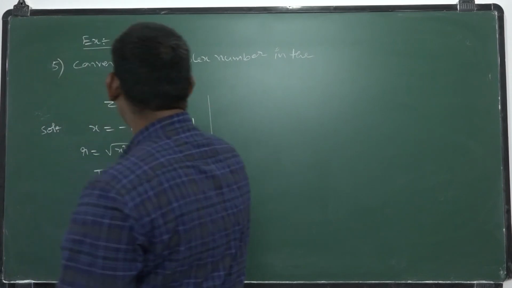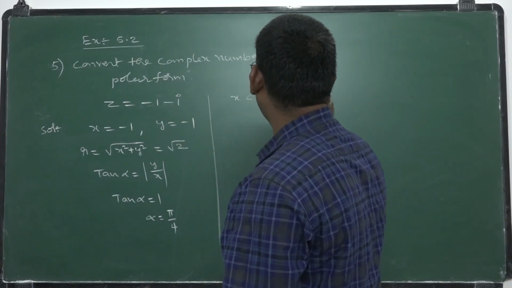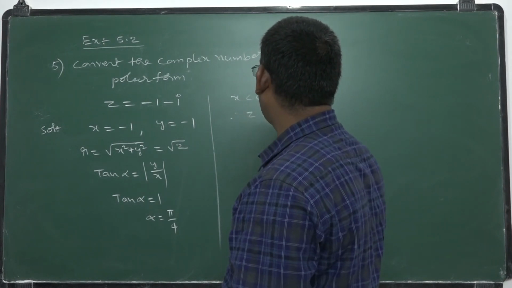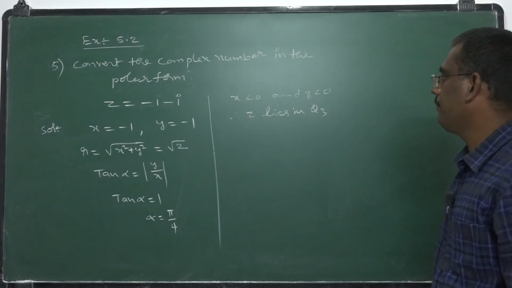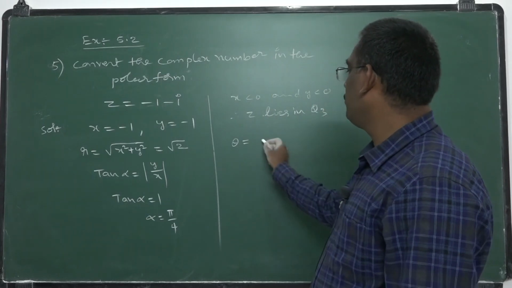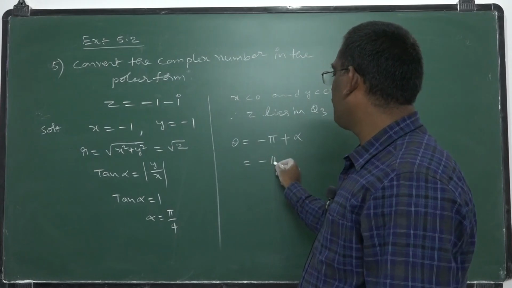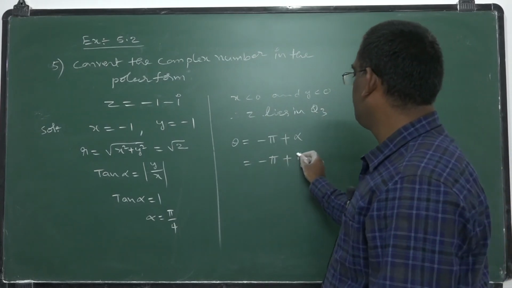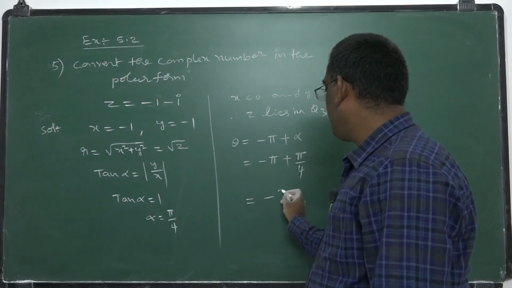So clearly x and y both are negative. x less than 0 and y less than 0. Therefore z lies in the third quadrant. Therefore theta, the principal argument, will be equal to minus pi plus alpha. Substitute alpha, which is pi by 4. So this will be equal to minus 3 pi by 4.